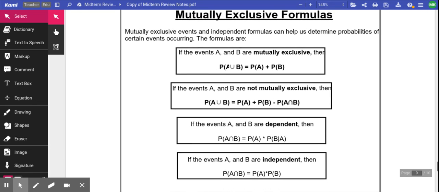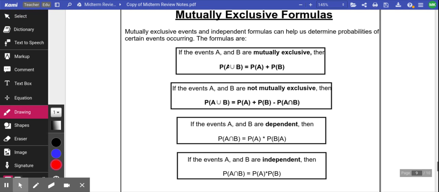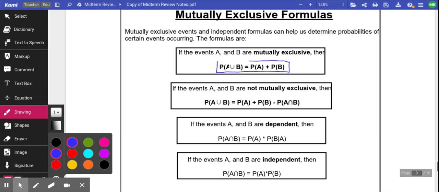On your formula sheets, there are some formulas for mutually exclusive and independent events. These formulas are all right here. The mutually exclusive formula says that the probability of A or B happening equals the probability of A plus the probability of B. Non-mutually exclusive events say that when you do the probability of A or B, you can still add A and B, you just have to subtract their overlap. So subtract the probability that both things happen.